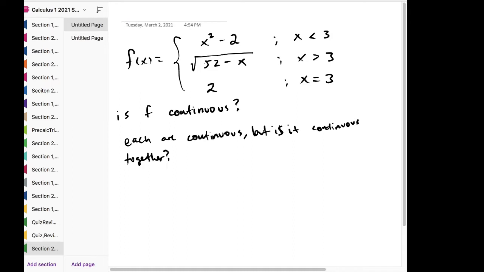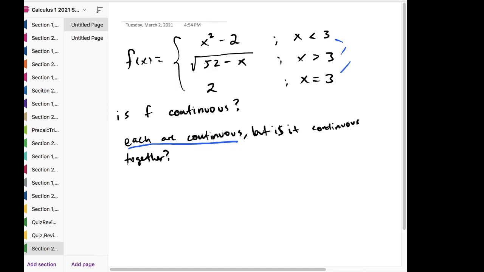So where's the only possible point where this might not be continuous? Because each respectively are continuous. Where's the only point where this function collectively may not be continuous? What's the answer? Where may it not be continuous? 3, right. This is the only place where this might not be continuous.